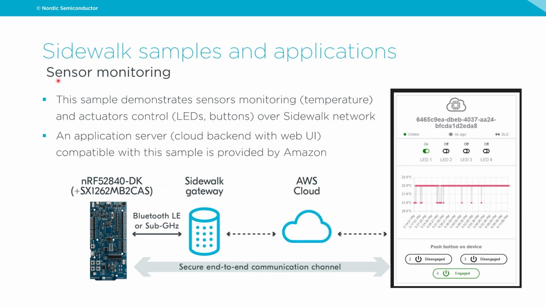And the second sample is sensor monitoring. So this is demonstrating a bit more of a tangible use case. So it demonstrates how you can monitor sensors, in this case temperature, as well as actuator control. So you can control LEDs and get control of the buttons over the Sidewalk network. So there's an application server, sort of a cloud backend with a web UI that you see here on the right-hand side, which is compatible with the sample. And this is provided by Amazon. So our Sidewalk R&D team has actually prepared a demo for us, demonstrating how this sample works. So we're going to go and see that demo now.